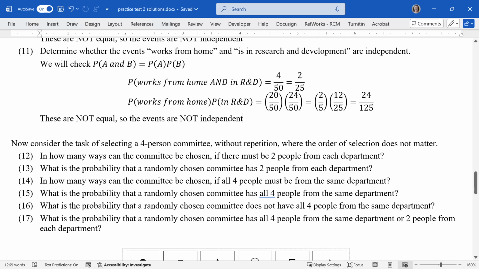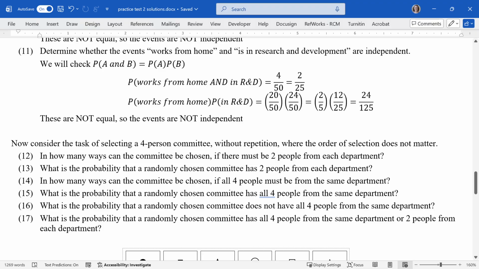Now let's look at the task of selecting a 4-person committee. So not just one person, but a 4-person committee. We're going to do this without repetition, because you can't fill more than one seat on a committee with one person, right? So no repetition. But the order of selection will not matter. No one's going to have any special roles, so we don't care what order we pick them in. In how many ways can the committee be chosen if there must be 2 people from each department?